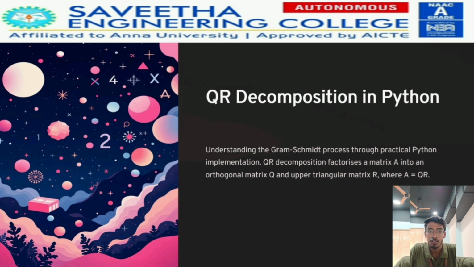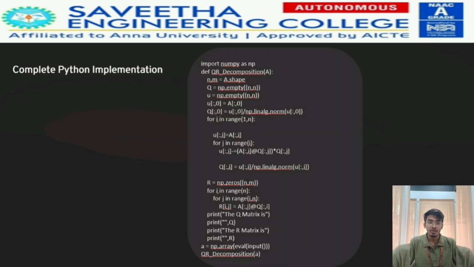Let us now discuss the program step by step. Now let us look at the code. The program starts by importing the NumPy library. Inside the QR decomposition function, first we determine the size of the matrix using A.shape. Two matrices are then created: Q, which will hold the orthonormal basis vectors, and U, which is used to store intermediate orthogonal vectors.